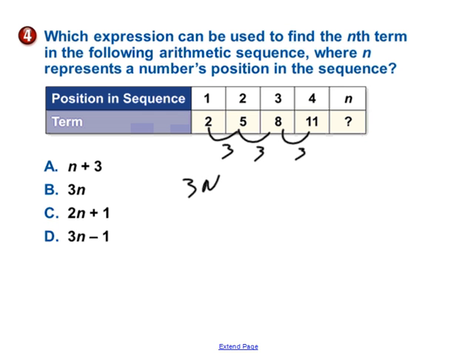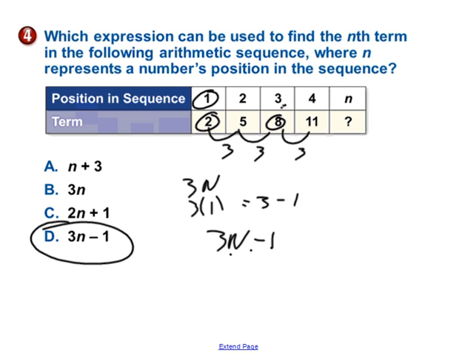If I look at this first one, if I try 3n and put 1 in there, I get 1 times 3 is equal to 3, but of course my answer is only 2, so I need to subtract 1. So I think my final equation is going to be 3n minus 1. I'm going to try that for, say, this one. 3 times 3 would be 9, minus 1 does equal 8, so it checks out. So the nth term would be 3n minus 1. The answer is D.